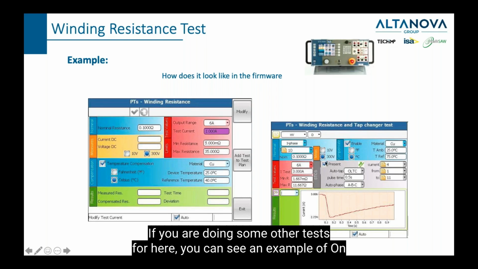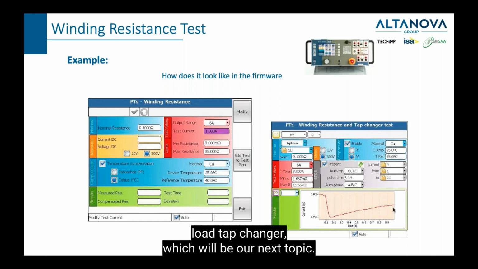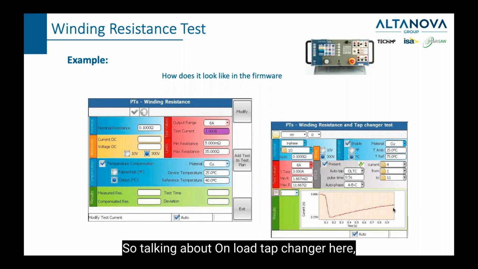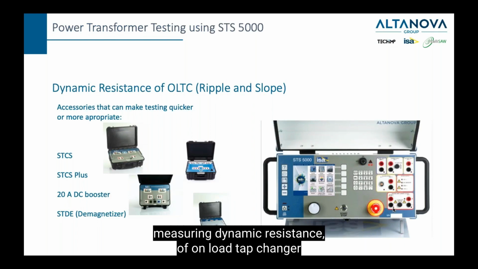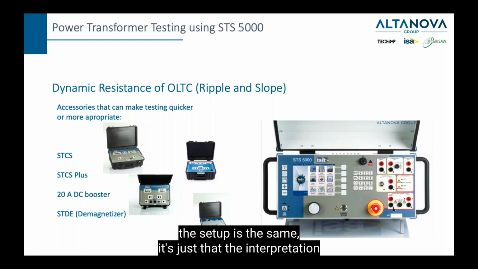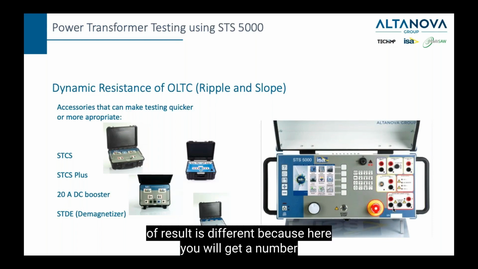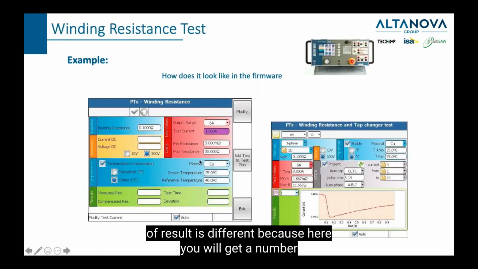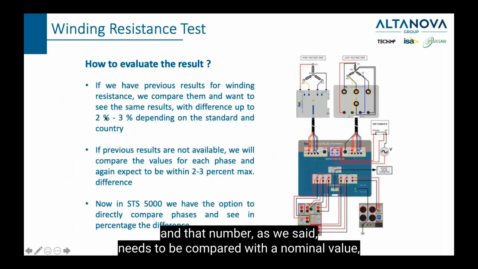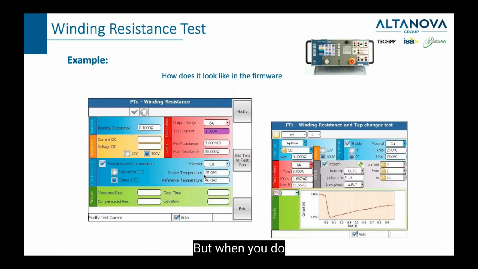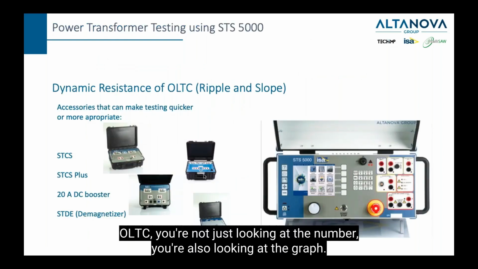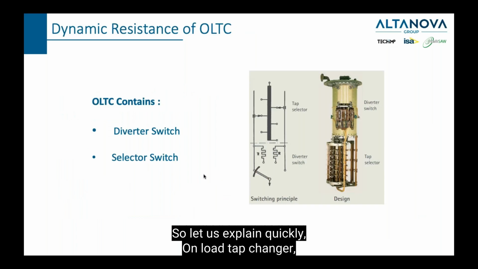If you are doing some other tests, here you can see an example of on-load tap changer, which will be our next topic. So talking about on-load tap changer, here we can see again which devices can be used, and they're the same, because when you are measuring dynamic resistance of on-load tap changer, the setup is the same. It's just that the interpretation of result is different, because here you will get a number, and that number, as we said, needs to be compared with a nominal value, or you need to compare phases. So it's a comparison of numbers. But when you do OLTC, you're not just looking at the number, you're also looking at the graph. So let us explain quickly.